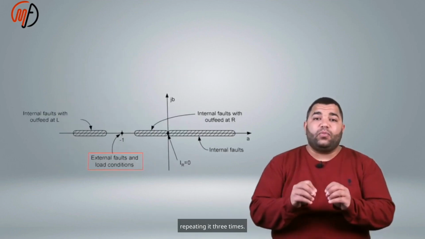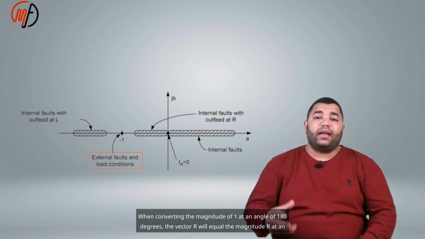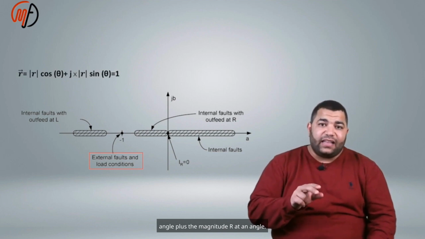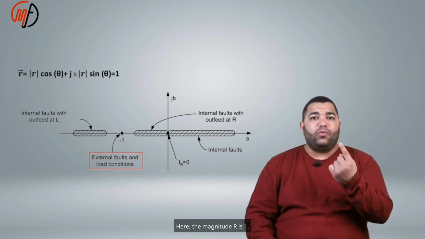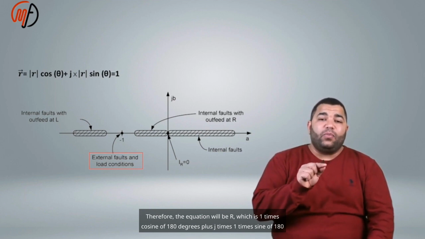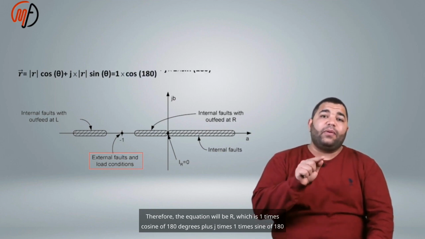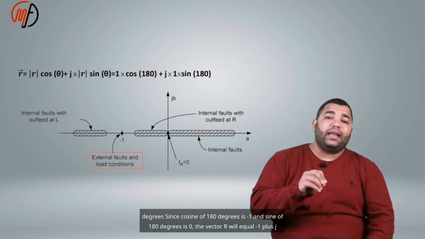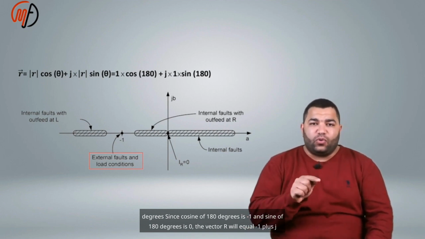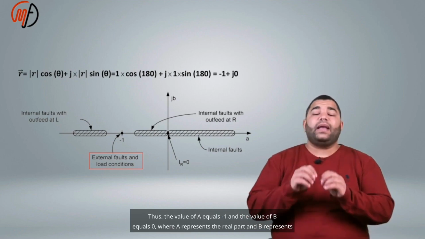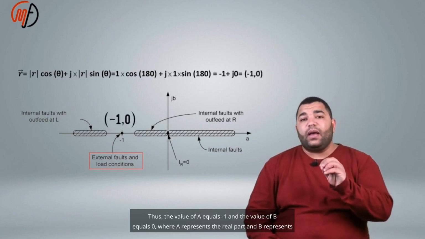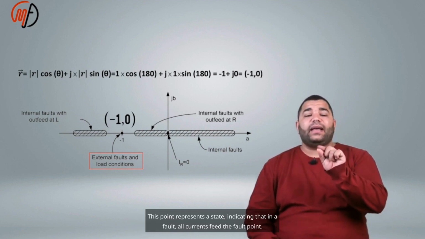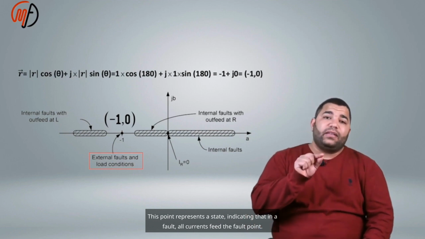When converting the magnitude of 1 at an angle of 180 degrees, the vector R will equal the magnitude R times cosine of the angle plus j times the magnitude R times sine of the angle. Here, the magnitude R is 1. Therefore, the equation will be R, which is 1, times cosine of 180 degrees plus j times 1 times sine of 180 degrees. Since cosine of 180 degrees is -1 and sine of 180 degrees is 0, the vector R will equal -1 plus j times 0. Thus, the value of A equals -1 and the value of B equals 0, where A represents the real part and B represents the imaginary part. This point represents a state indicating that in a fault, all currents feed the fault point.